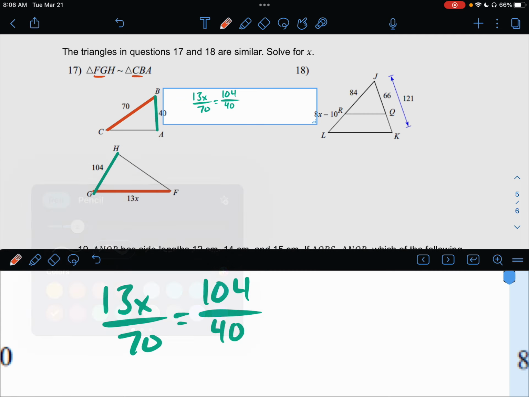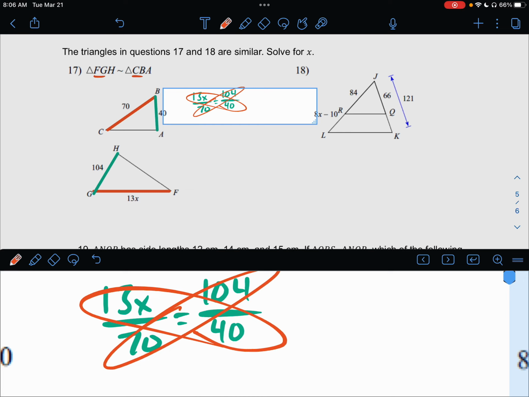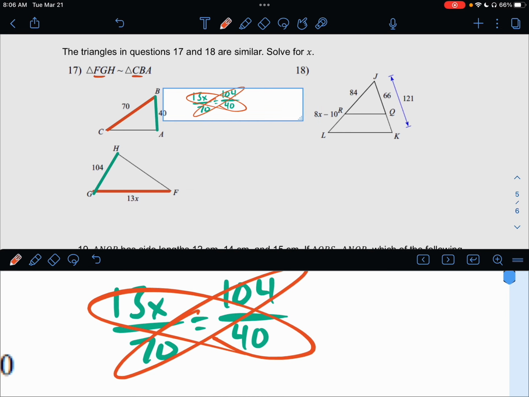From here, we're going to cross multiply. So 13 times 40, that gives me 520x.